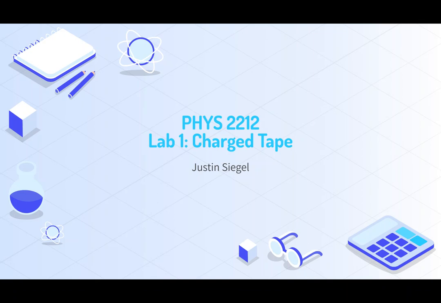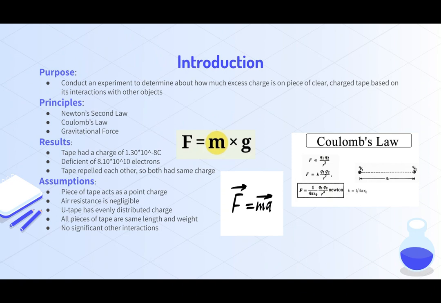Physics 2212 Lab 1, Charge Tape, by Justin Siegel. The purpose is to conduct an experiment in order to determine about how much excess charge is on one piece of clear tape based on its interactions with other objects. There are three main principles used in this experiment.